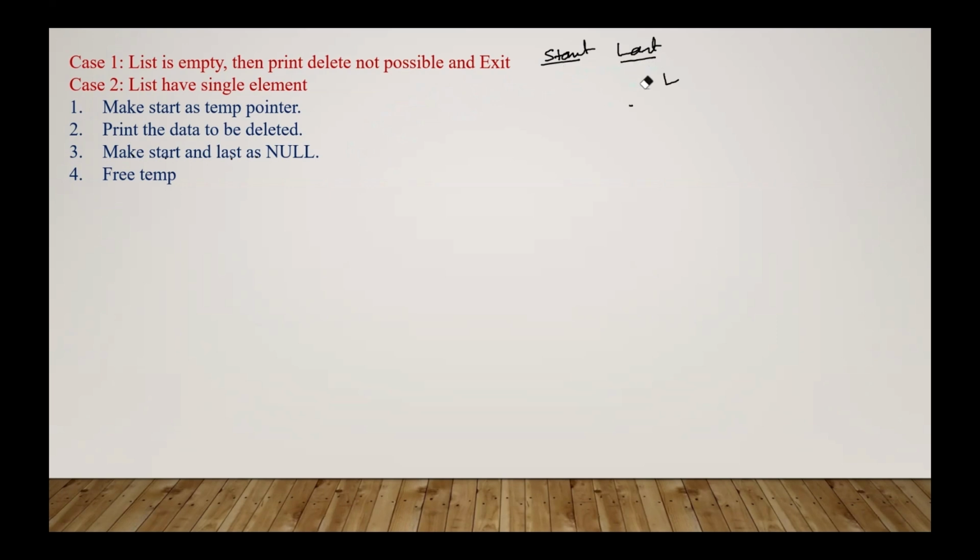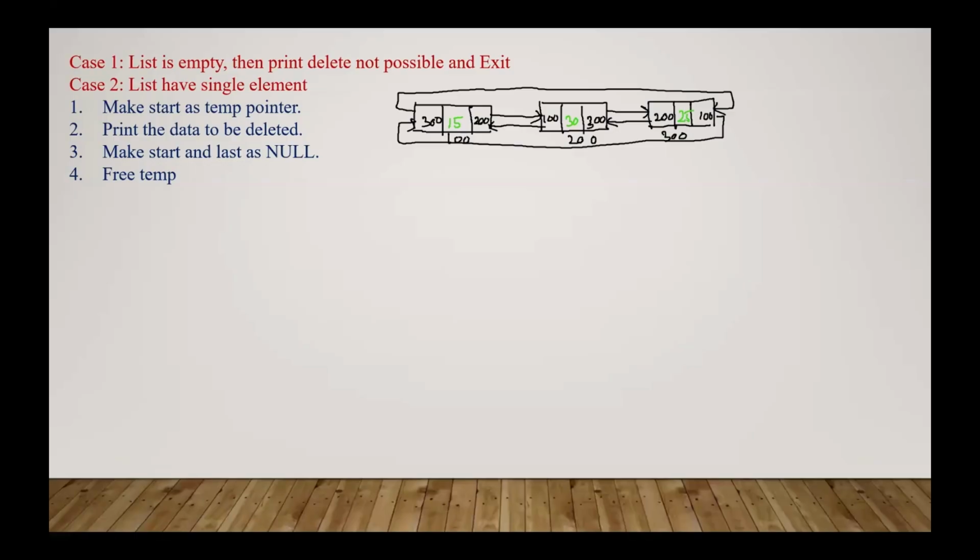This one also goes. Only the value is stored. We make this value null, this value also null. It means the list is now empty. So deletion of an element when the list has a single element is completed. So these are the steps we have to follow whenever there is a single node.